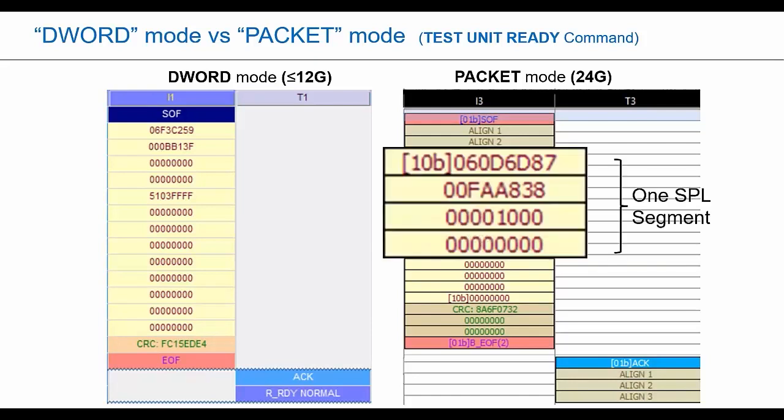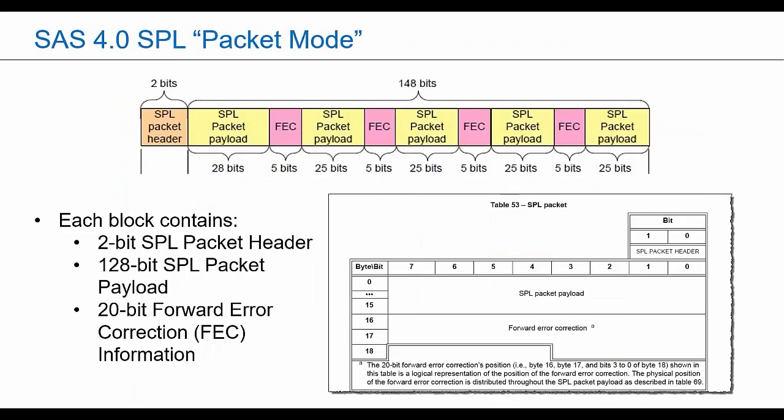We strip out the FEC strings in this view, but you can roughly make out the SPL structures because of the 2-bit SPL header. And that header is really used to distinguish between segments that contain primitives or data, right?